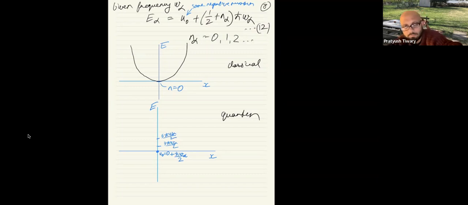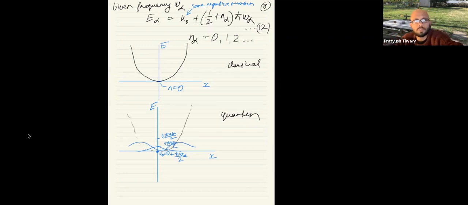Now you have to think about the wave functions. In the ground state, the wave function is going to look like this. As you go higher, the wave function will start to show nodes, and it will look like this, and there will be more nodes, and you can connect something like this and again get the same parabola type of picture.